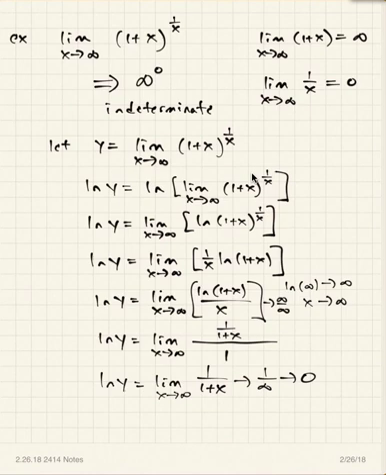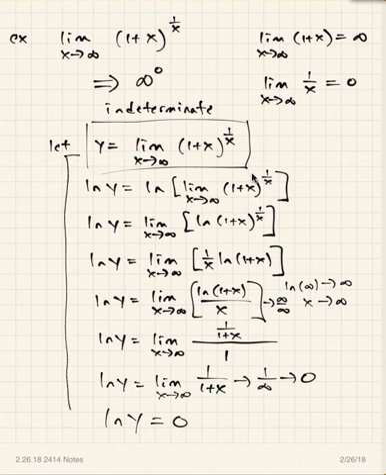Don't say that the answer is 0 here. Remember what you have. Don't forget the original statement was that y was equal to our limit. So what have I got here? I've got that the natural log of y is equal to 0, right? Using some algebra and L'Hopital's rule, I get that the natural log of y is equal to 0. And that tells me that y has got to be e to the 0, or 1. And so the value of this limit is equal to 1 right here.